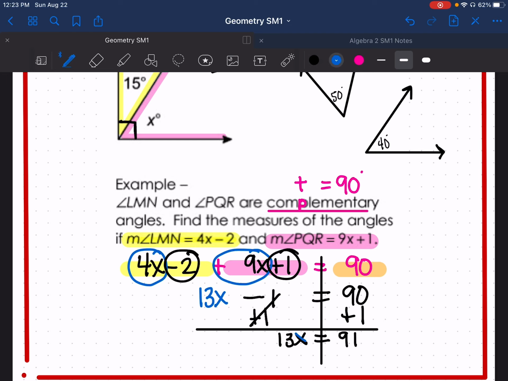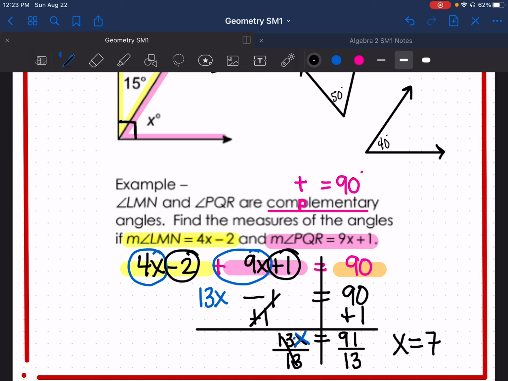Remember, we're getting rid of the number in front of the x, and our last step should almost always be to get rid of multiply, even though it's multiplication or division, by doing the inverse. The inverse of multiply is, of course, divide. So I'm just going to simply divide by 13. And 91 divided by 13 is 7.